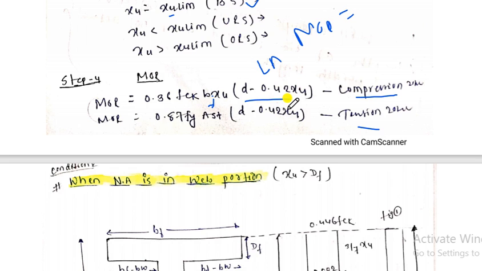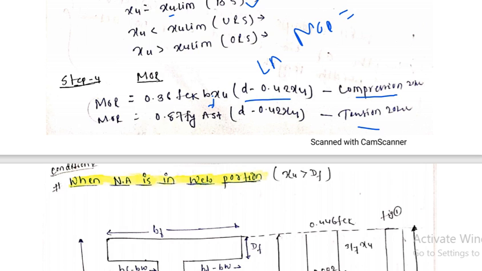So here MOR in the tensile zone is 0.87 FY AST into what? Lever arm. So the lever arm is D minus 0.42 XU. This is when the neutral axis lies in the flange section, which is completely based on the rectangular section we have already discussed. So there is no need of any complications. This is not complex. Hope you have understood clearly.